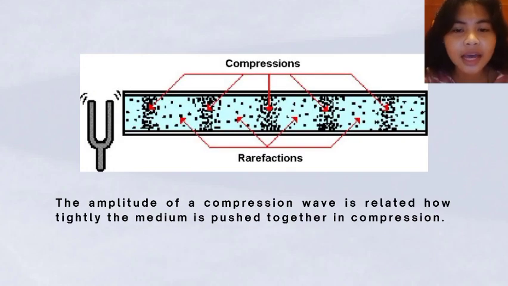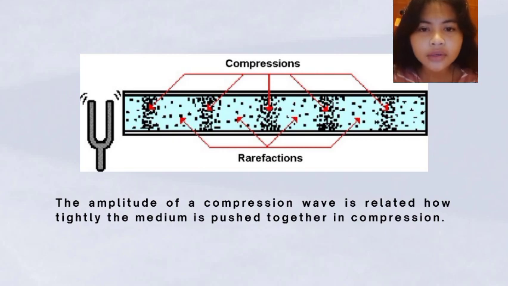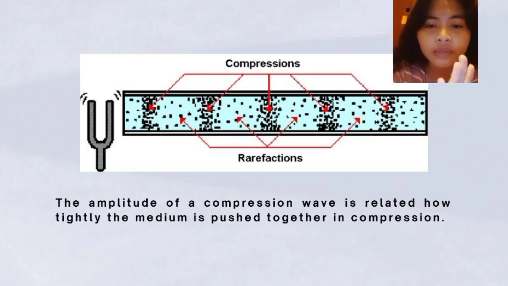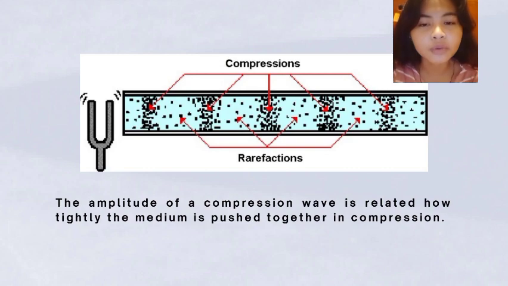Next is the amplitude of the longitudinal wave. The amplitude of a compression or longitudinal wave is related to how tightly the medium is pushed together in compression. The arrows that you've just seen on the illustration are the amplitude of the wave. So if the particles of the medium are tightly packed with each other, that indicates that it has a high amplitude. Hence, since it has a high amplitude, that indicates that the wave possesses high energy.